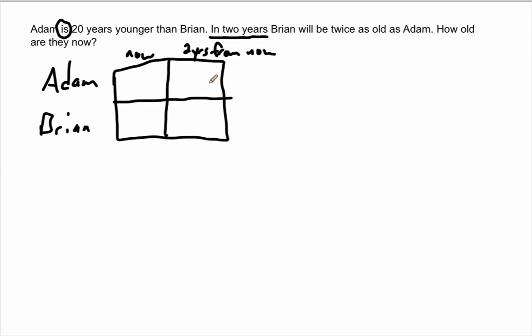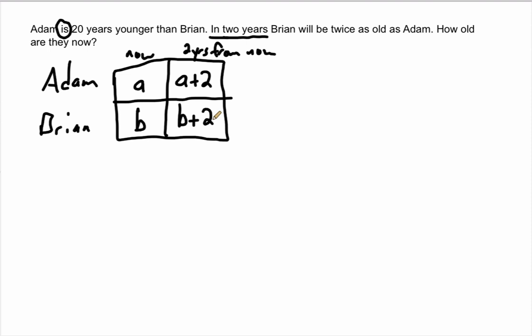Okay, so what is Adam's age now? We don't know. So how about a variable? A. What is Brian's age now? We don't know. How about a variable? B. 2 years from now, I'm going to add 2 to my age. So Adam will be A plus 2, whatever he was, plus 2 more years. Same thing with Brian.